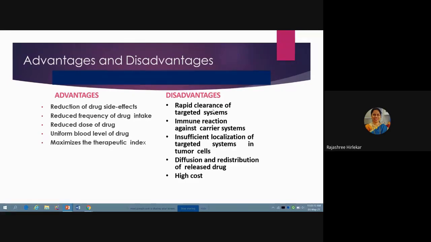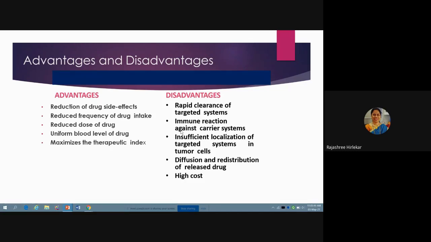What are the disadvantages of this system? There is a rapid clearance of the targeted system, that is, from that particular system where the drug is being targeted, it will get cleared very rapidly. So in this case, we can have a combination of targeting and controlling the release. So you will target there as well as you will control the release. So slowly the drug is released and at the same time it is targeted. So this disadvantage can be overcome.